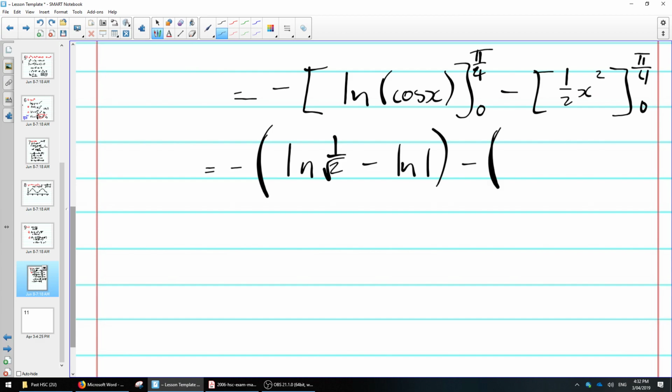Minus, if I do pi squared, so pi over 4 squared is pi squared over 16. And then if we're dividing it by 2, so it's 1 over 2 times pi squared over 16, so pi squared over 32. And then if we make 0, it's just minus 0.